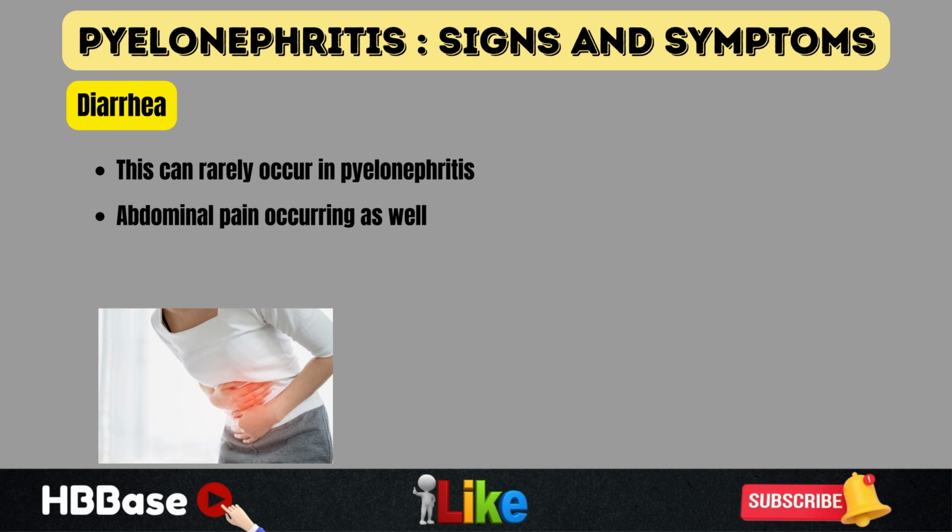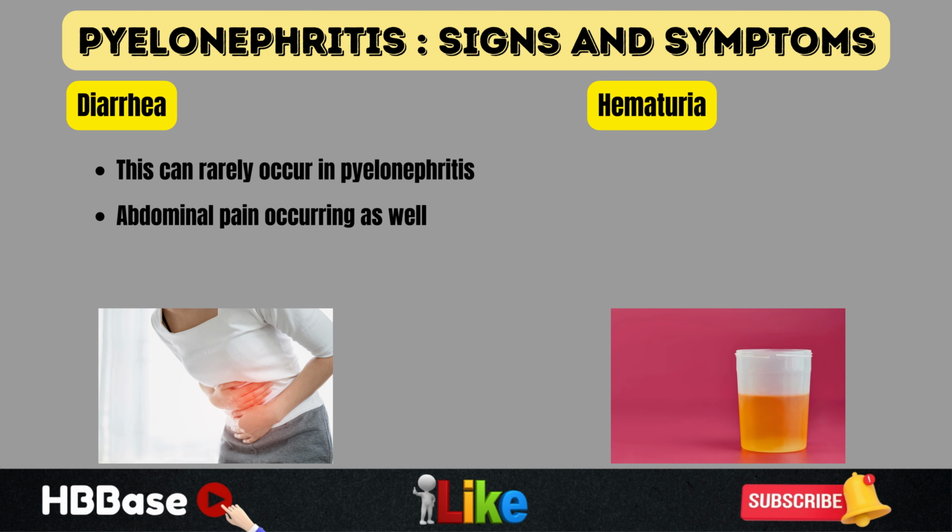Now, a more common finding in pyelonephritis is hematuria. So, hematuria is blood in the urine. This is what the word hematuria means. And it's often going to be microscopic hematuria, meaning that you're not going to see it with the naked eye. So if you actually look at your urine, you're not going to see red blood in the urine. Although in some cases, there can be macroscopic hematuria, which you may see in your urine.